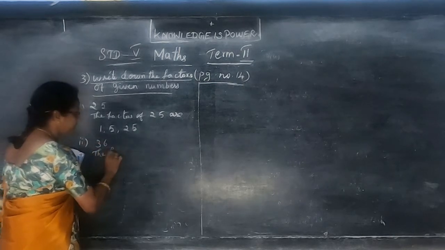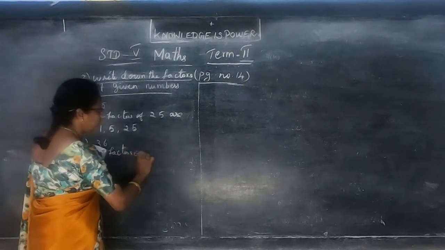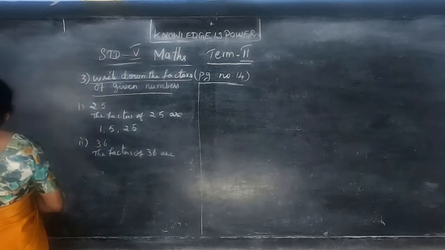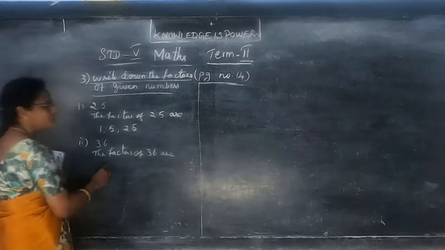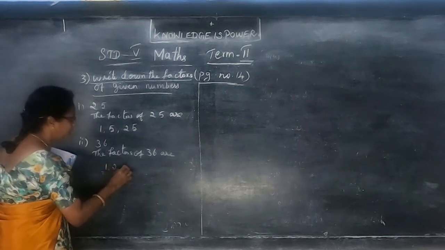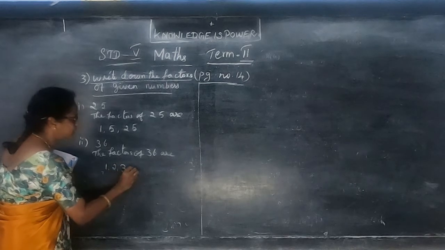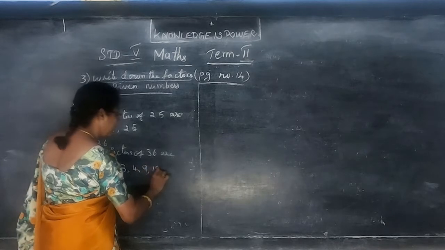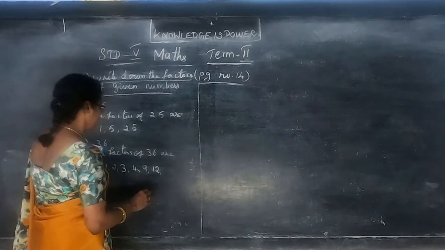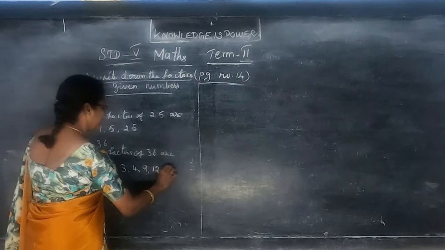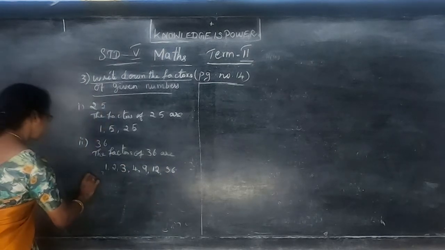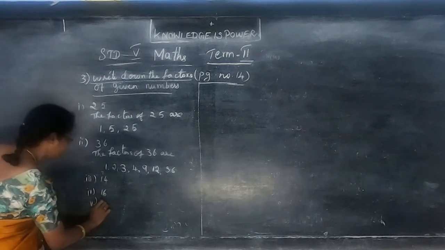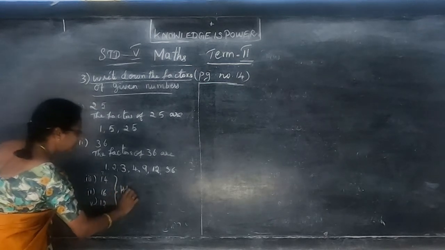The factors of 36. The factors of 36 are, what are the factors? You say, end of the table student. One table. 1, 2, 3 tables, 3 twelves are 36, 4 nines are 36, and then 9, 12, and then 36. So these are the factors of 36. And the third sum 14, and the fourth sum 16, and fifth sum 12. This is the homework. Okay.